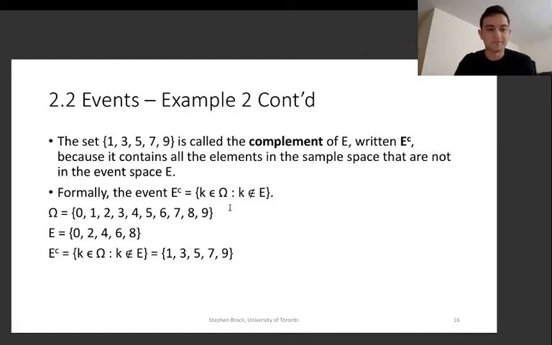So we have omega, which is equal to 0 to 9, and then we have event E, which is all the even numbers, and so E complement is all the numbers in omega that are not in E, which is 1, 3, 5, 7, and 9.